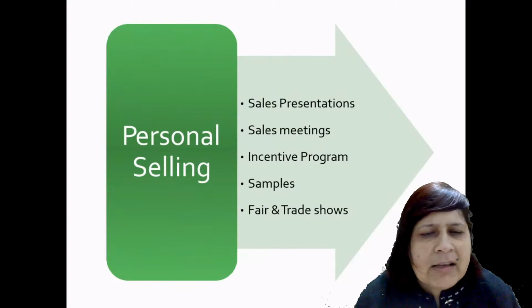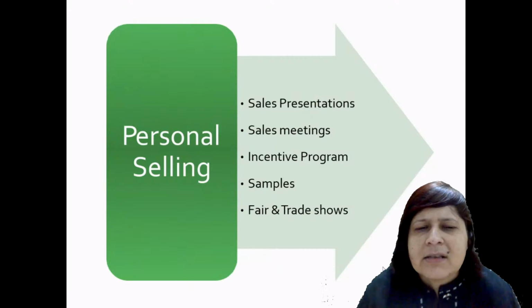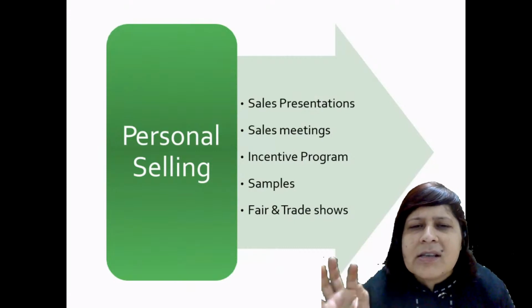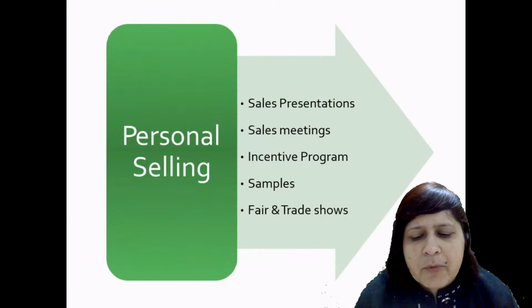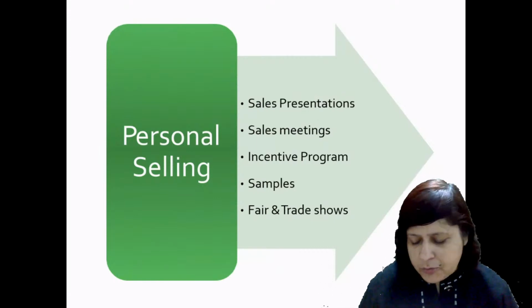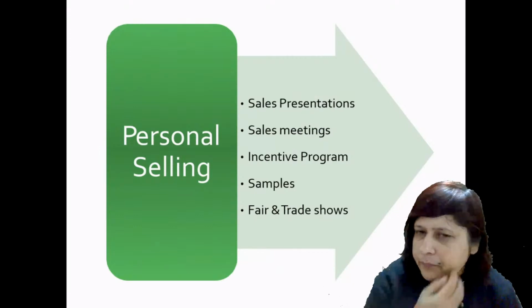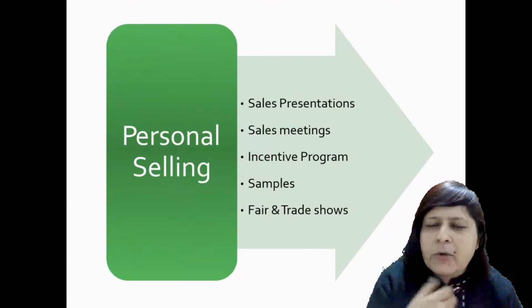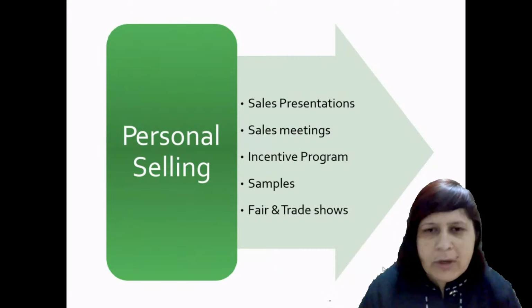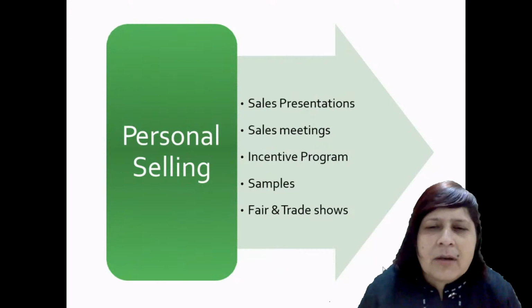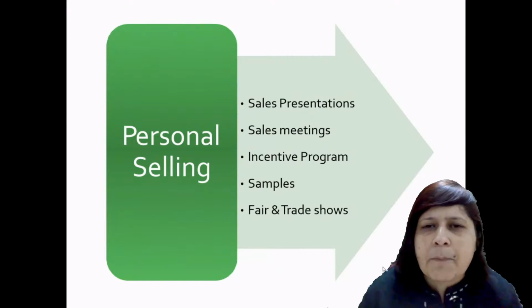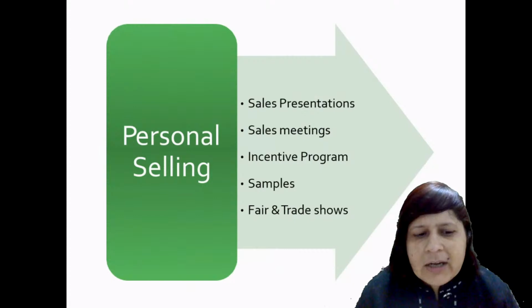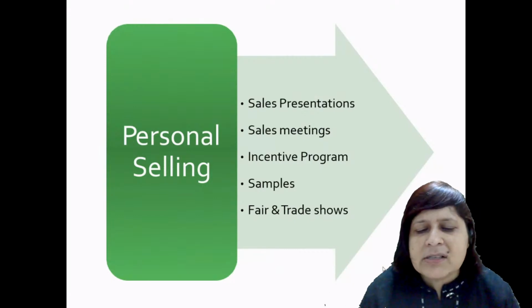So next is personal selling. Personal selling is when the salesperson personally sells the product to the consumer, through sales presentations, sales meetings, incentive programs, samples, fairs and trade shows. Right, in fairs and trade shows, when someone comes to you and asks about the product, you demonstrate the product, tell them its qualities, and take up and try to solve their queries. This is personal selling, and when you give them samples to check and test, this is also one of the ways of personal selling.